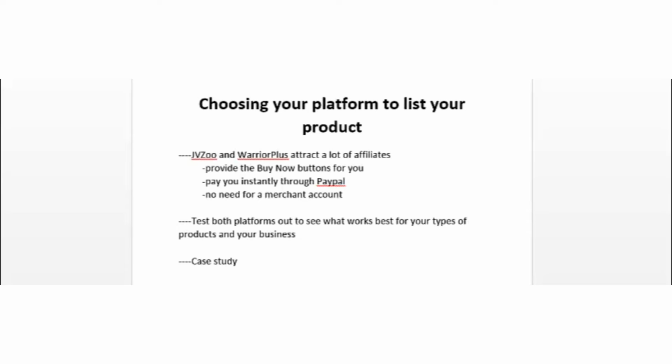If you're not in the make money online niche or the internet marketing niche, then I recommend you sell on ClickBank. But if you're in the make money or internet marketing niche, JVZoo and Warrior Plus are very good for those niches. They attract a lot of affiliates. They provide the buy now buttons for you. They pay you instantly through PayPal, and of course, there's no need for a merchant account. And same with ClickBank. If you list your products on ClickBank, you don't need a merchant account.